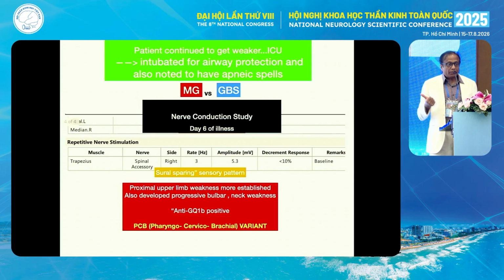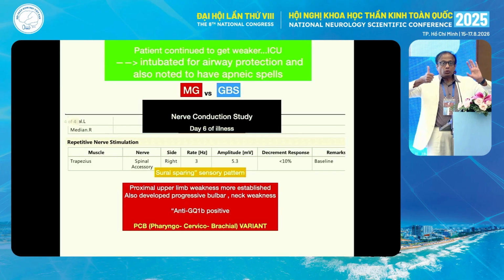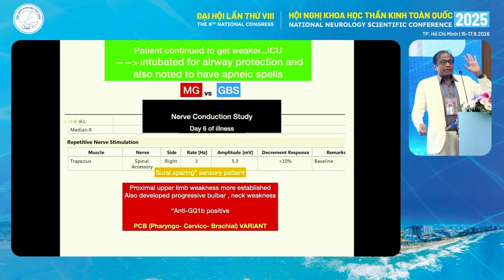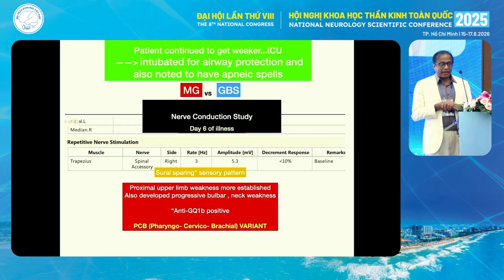It didn't show any decremental response, but it showed the characteristic sural sparing. We all know sural sparing is a very useful tool to diagnose Guillain-Barré syndrome, and also to rule out the mimics, because most of the mimics I told you about, whether it's diphtheric neuropathy, rabies, beriberi neuropathy, or porphyria, they don't have the sural sparing pattern. So the sural sparing pattern, if it's present, is very helpful to confirm your suspicion that it's Guillain-Barré syndrome.